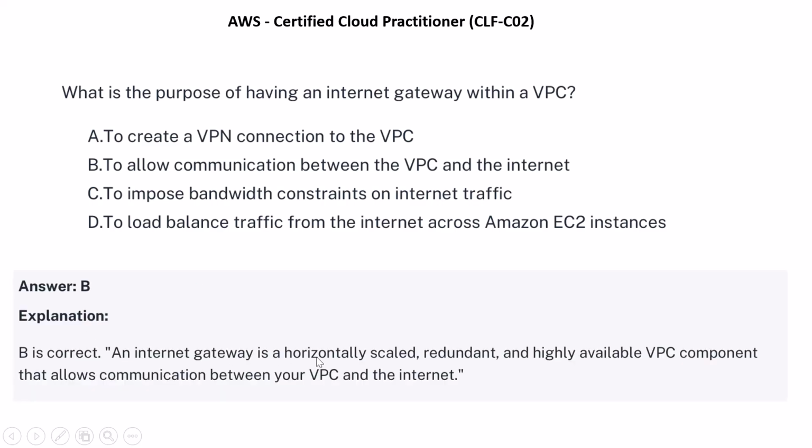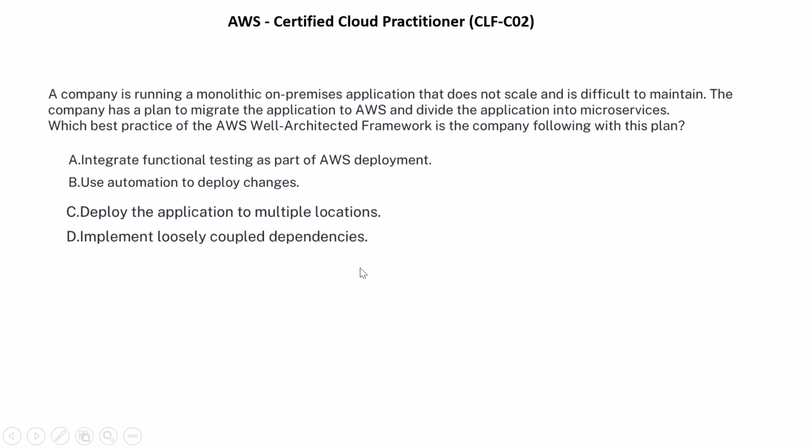An internet gateway is a horizontally scaled, redundant, and highly available VPC component that allows communication between your VPC and the internet. Next question. A company is running a monolithic on-premises application that does not scale and is difficult to maintain. The company has a plan to migrate the application to AWS and divide the application into microservices. Which best practice of the AWS Well-Architected Framework is the company following with this plan?